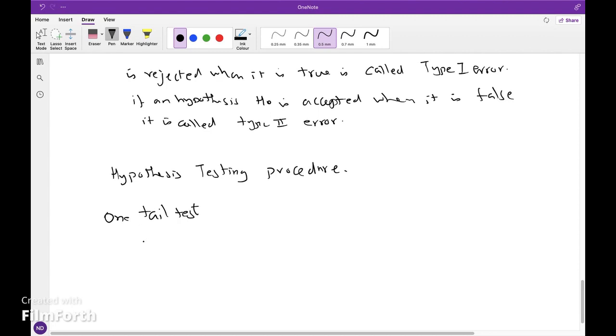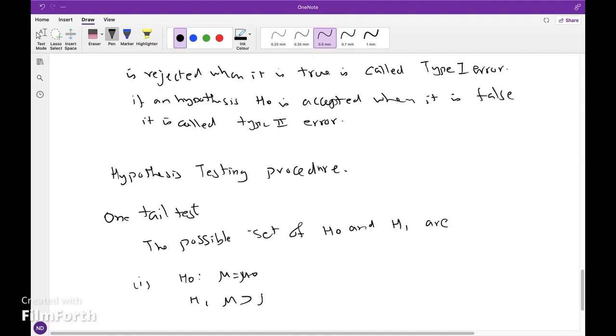The possible set of null hypothesis and the alternate hypothesis are: Case 1, H0, that is mu equal to mu naught, but H1, mu is greater than mu naught. Case 2, H0, mu equal to mu naught and H1, mu is less than mu naught.